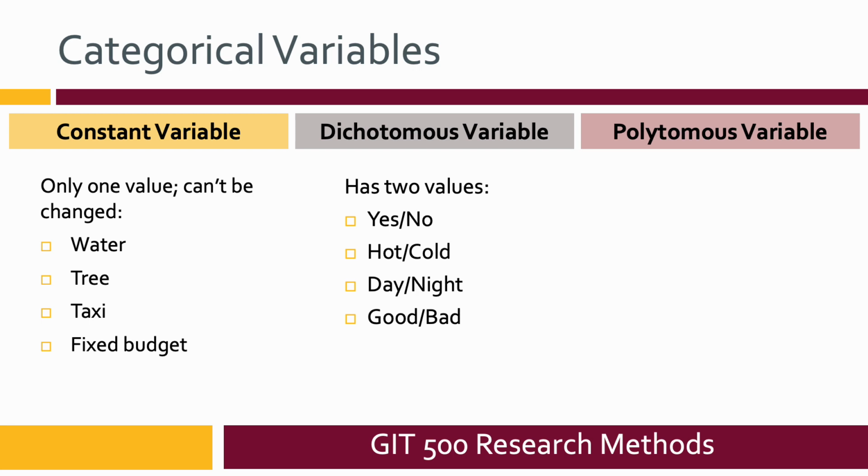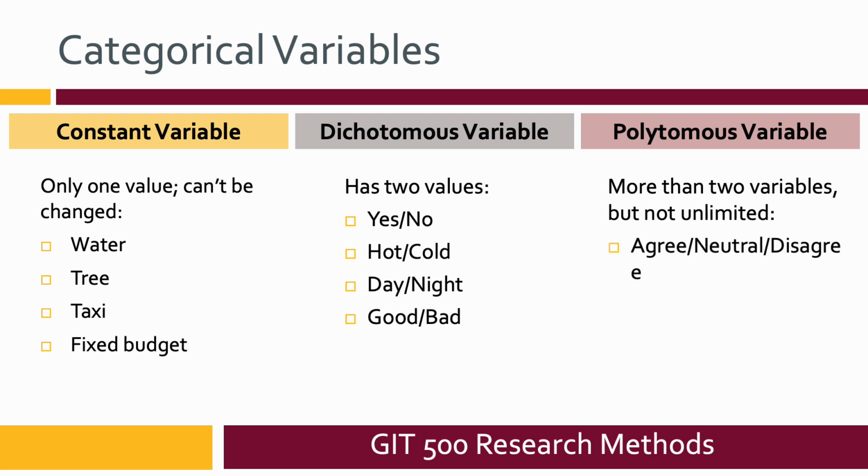If there are more than two, we call those polytomous variables, but they're not unlimited at that point. They're still going to have a certain set of variables that need to be chosen or applied. So like agree, neutral, disagree, red, blue, yellow, green, that kind of thing.